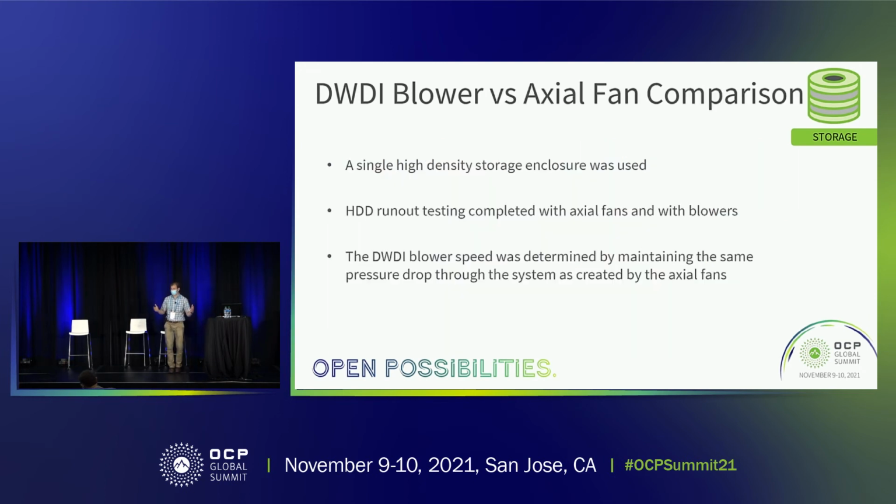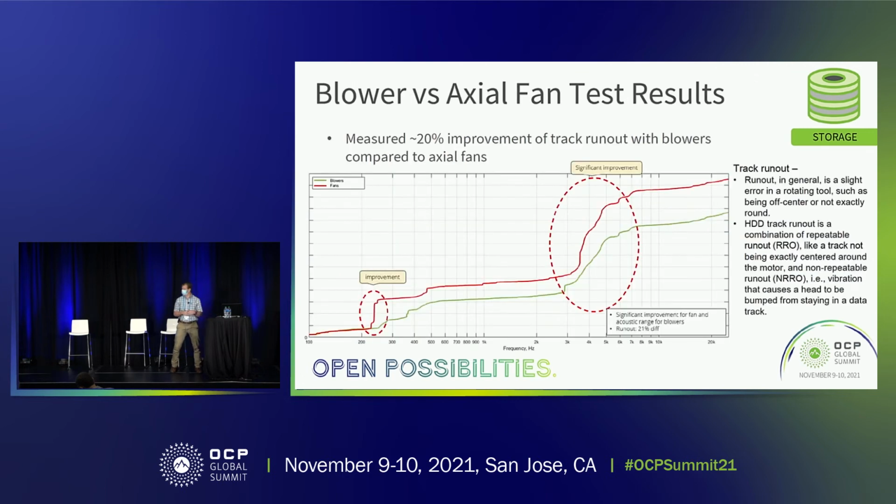So we took just a single high-density storage enclosure. We ran it with the axial fans. We measured the pressure drop across the system. And then we took the fans out, put the blowers in, and increased the blower speed until we got the same delta P across the enclosure. That way it's the same operating point, so we're comparing apples to apples. And this is what we found.